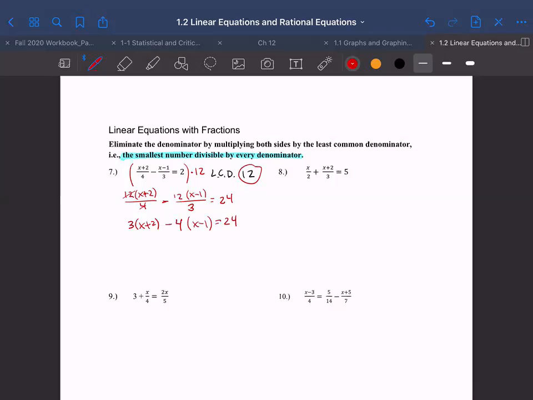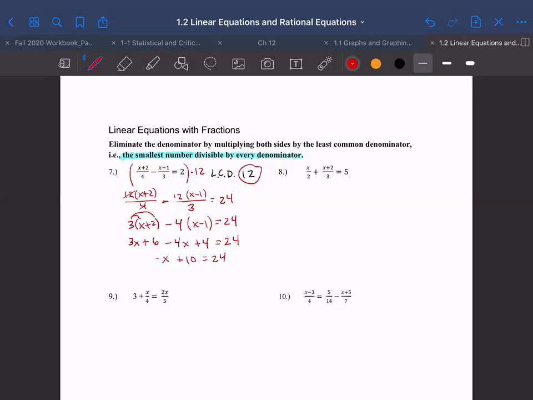And now at that point, this is fully solved to the point where we're just doing what we were doing before, which is distributing. 3x plus 6, that's distributing the 3 through. And then we're going to distribute the negative 4 through. That gives us a minus 4x, and then a negative 4 times negative 1 is a positive 4, equals 24. I'm going to group everything that's like together. So I'll have 3x minus 4x, which gives me a minus x. And then I have 6 plus 4, that's a plus 10, equals 24.